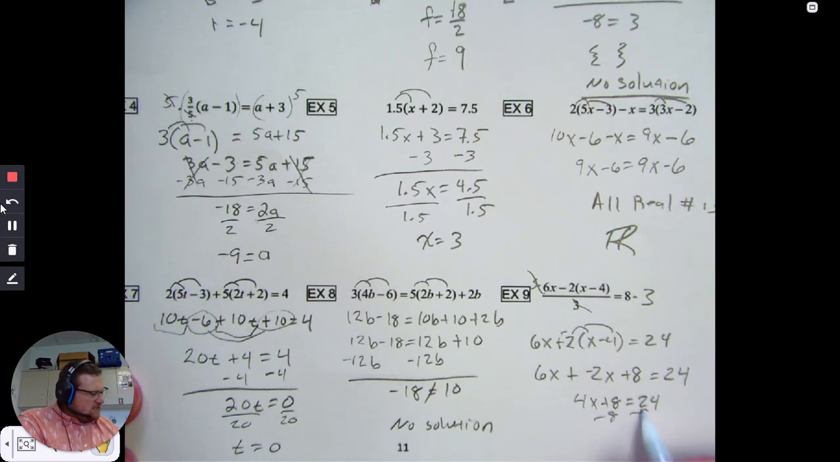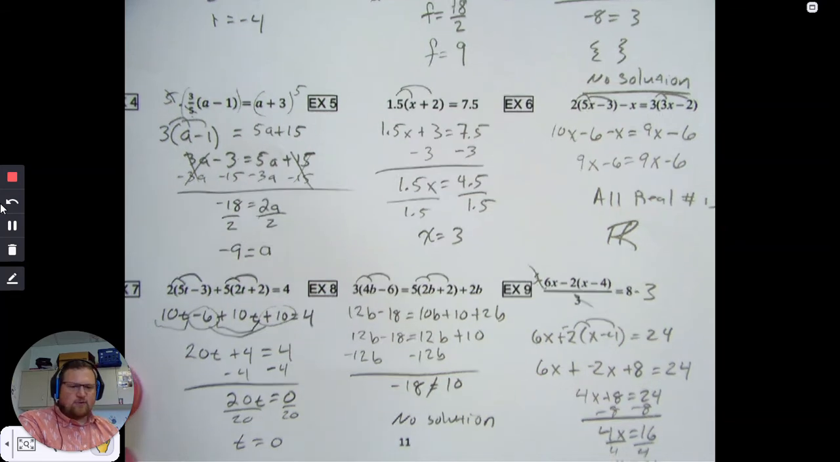So if we subtract 8 from both sides, we get 4x equals 16. So then all we have to do is divide both sides by 4 to get x equals 4.